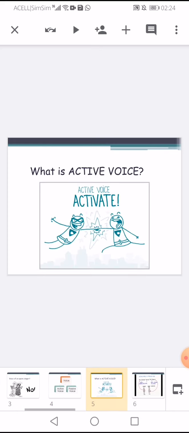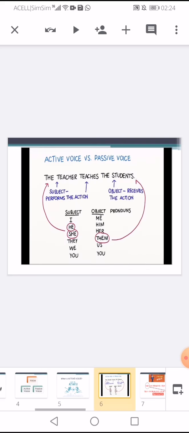So, what is active voice? Let's activate. Active voice indicates that the subject of the verb is acting. As you see from the example, the teacher teaches the students. This is an active voice sentence. Who is the doer of the action? The teacher. The teacher is the subject. The teacher performs the action.